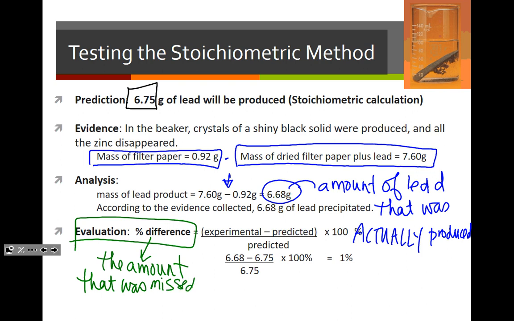So here's a formula that you use. Now this formula I don't like, but I'll show you an easy way in the next slide of how to figure that out. So I take my experimental, subtracted by my predicted, divided by my predicted. Here's my experimental, here's my predicted, and that gets you 1%. That tells you that I missed 1%. So that's a pretty good percent yield.